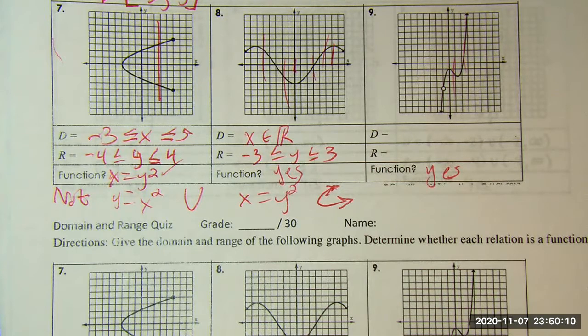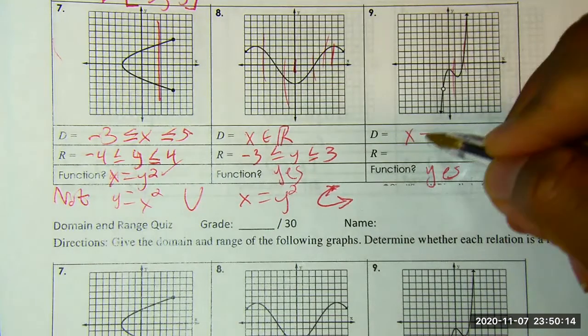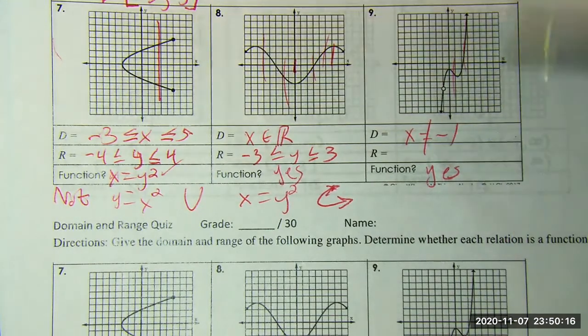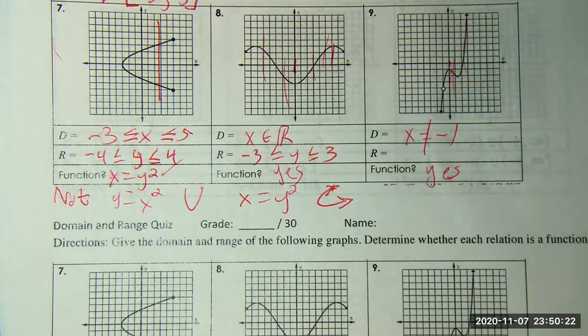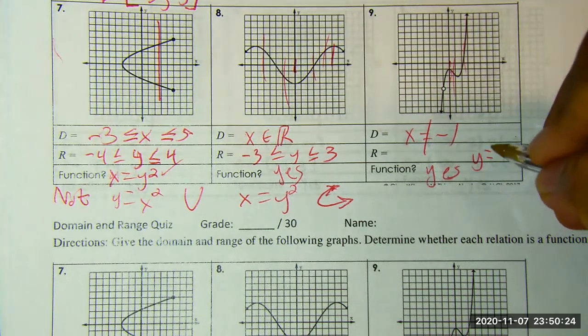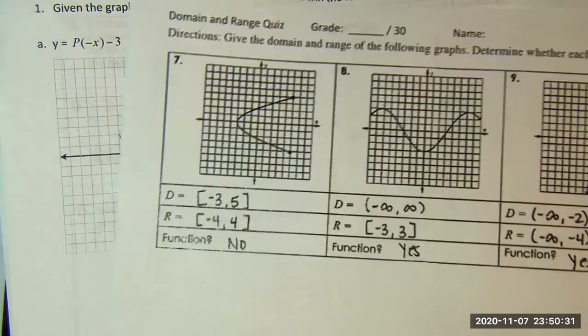More domain and range. The domain is every number except for -1. X can't equal -1. The range is every number except for -4, so y can't equal -4. That's it. There are other ways to do domain and range. You got it. Something more interesting, please.